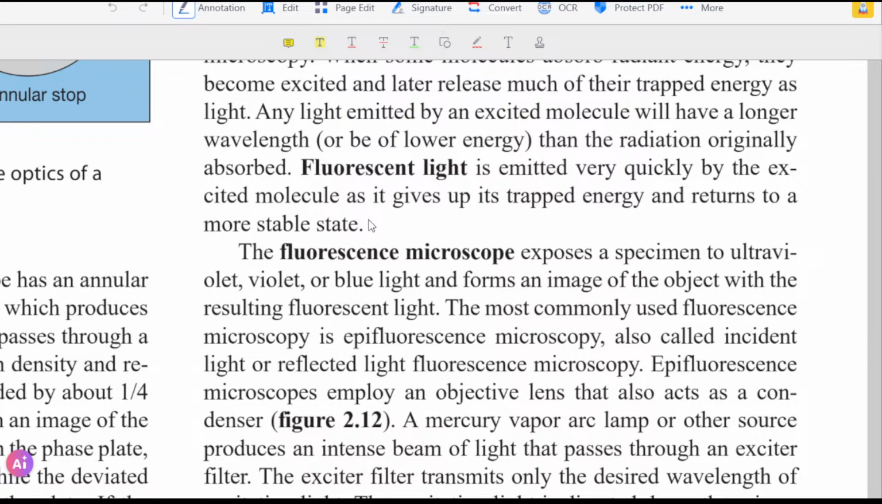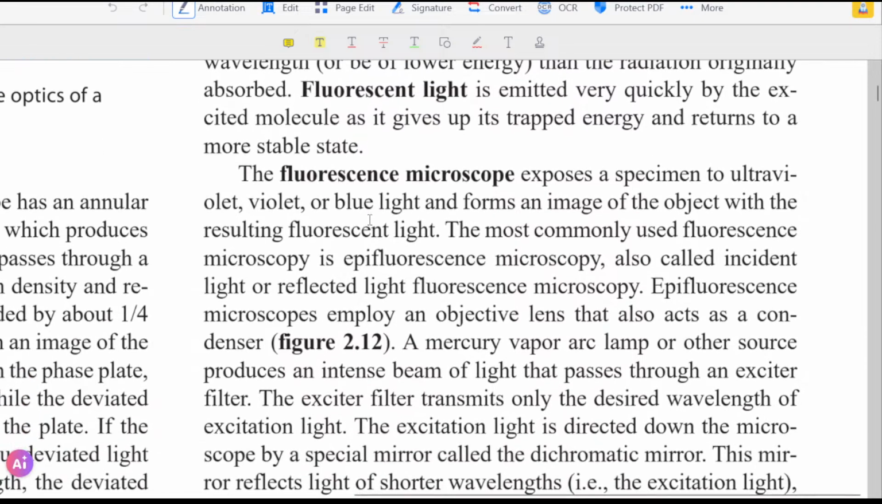They want to go to a more stable state. They do take that energy, but then they think, yeah, we don't need it. This is not our stable state. And usually in chemistry we study that the less energy you have, the more stable you are. So there are some molecules that release that energy quickly, and there are some that don't release it quickly. But in fluorescent light, it is emitted very quickly for them to go back to a more stable state.